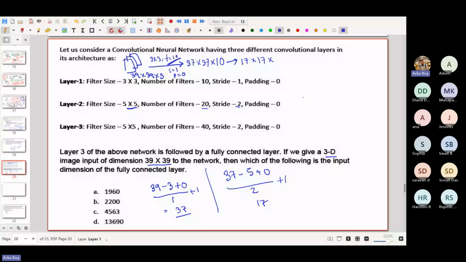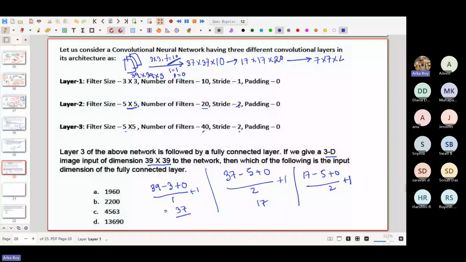In the third case, you have again 5 cross 5, number of filters is 40, and then you have stride 2. So it would be 17 minus 5 plus 0 divided by 2 plus 1. So it would be 7. So 7 cross 7. And what would be the channel size now? 40. Yeah, so it would be 40. So over here, we got the first convolution output, second convolution output, third convolution output.